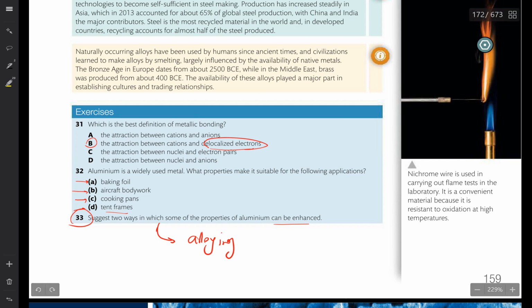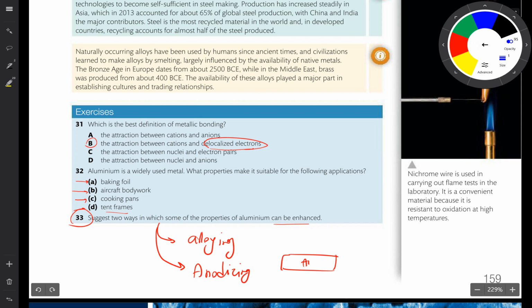The next way to enhance the properties of aluminium is called anodizing. I explain what anodizing is here. Suppose this is aluminium metal. When the aluminium metal is exposed to air, it reacts with oxygen in the air and forms aluminium oxide, Al2O3. The aluminium oxide is very sticky and attaches to the surface of the aluminium. So on the surface of the aluminium in the air, a very thin layer of aluminium oxide forms. This is called anodizing. Aluminium oxide is resistant to corrosion, and it also protects the rest of the metal from further oxidation. So it prevents aluminium from further rusting. So by these two ways, we can enhance the properties of the metal.